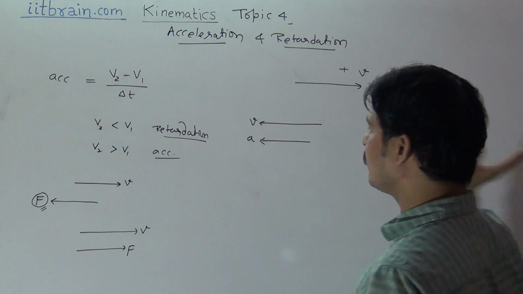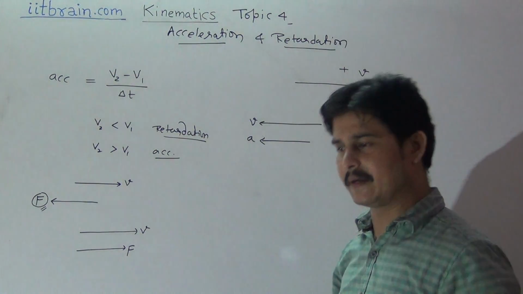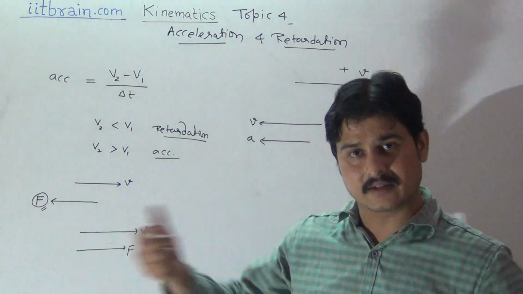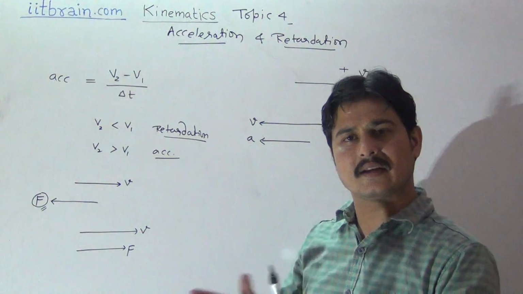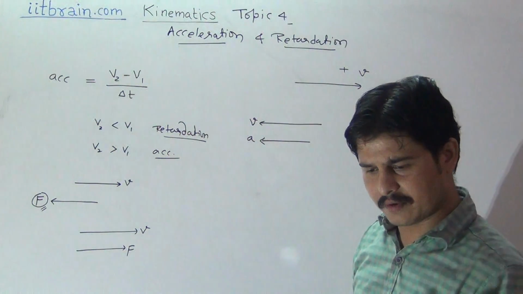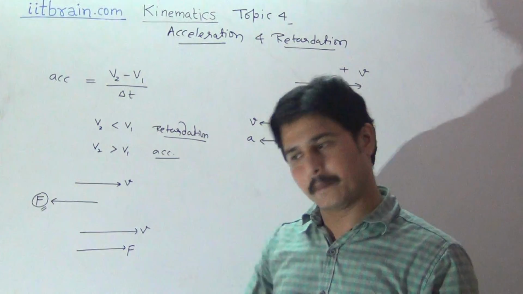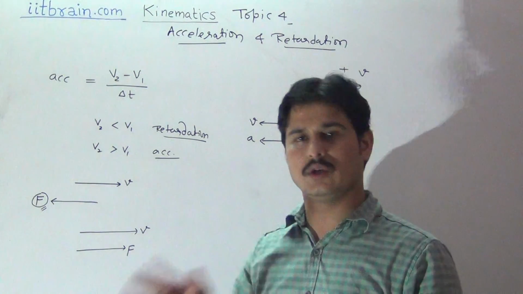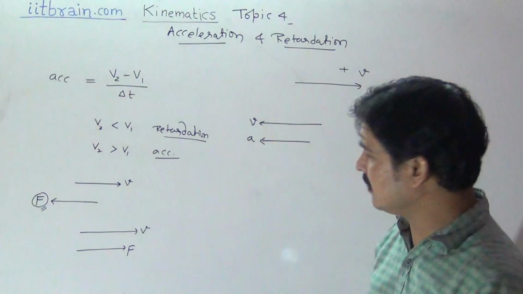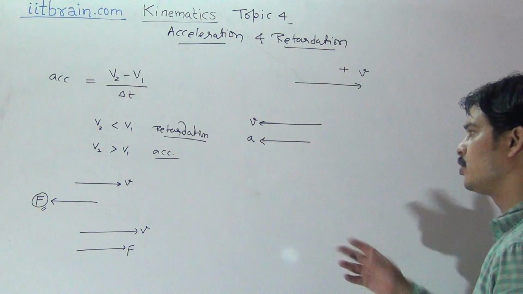कौन सा direction positive है, कौन सा direction negative है, इस पर depend नहीं करता है. Depend इस बात पे करता है कि velocity और acceleration का relative direction क्या है. If velocity and acceleration both are negative or both are positive, then the term A is known as acceleration. But if V and A are opposite to each other, any one of these two along positive direction and other along negative direction, then it is known as retardation.